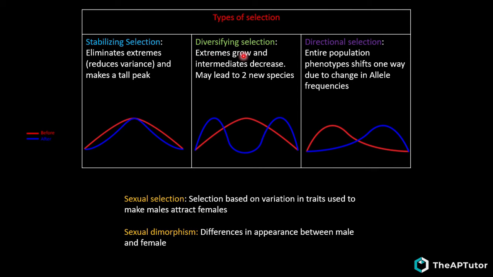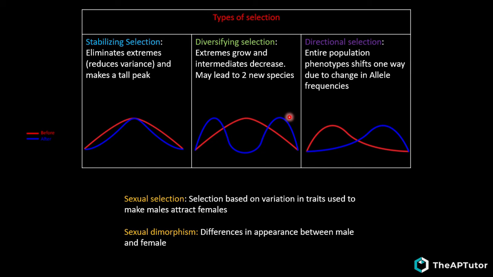Diversifying selection is when extremes grow and intermediates decrease. So it may lead to two new species. So for example, if this was our original population, again we'll use color. And let's say right here is red, and this is darker red, and this is lighter red. Those animals who had red fur color weren't able to survive as well as those that had really dark or really light. Therefore, the ones that had just regular red color died off, while those who had lighter or darker actually were more fit and therefore survived to pass on those traits, creating this diversifying trend.